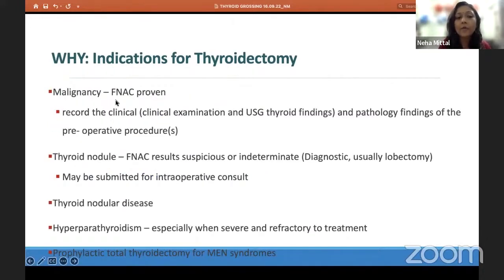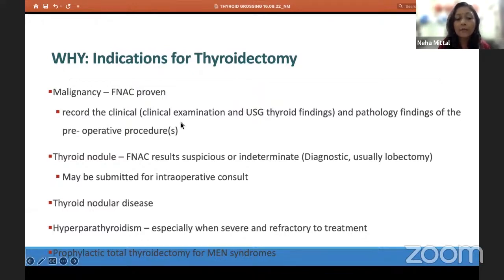It may be done for malignancy which is FNAC proven. So when you have a definite lesion, then you may have a thyroidectomy. In such a case, it is very important to record the clinical and the USG thyroid findings and the pathology findings of the preoperative procedures, which may be an FNA in most cases, but also may be intraoperative consultation or frozen section examination. All those findings are very important. Any touch smears, any imprint smears made at that time must also be included in your reporting.